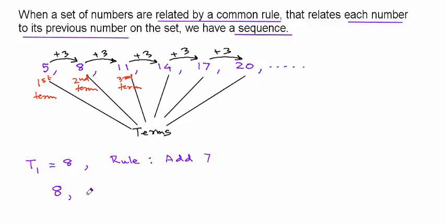The second term is 7 more than 8, which is 15. The third term is 7 more than 15, which is 22. So you pretty much keep adding 7 to each term to get the next one. So we have 29, 36, and so on.